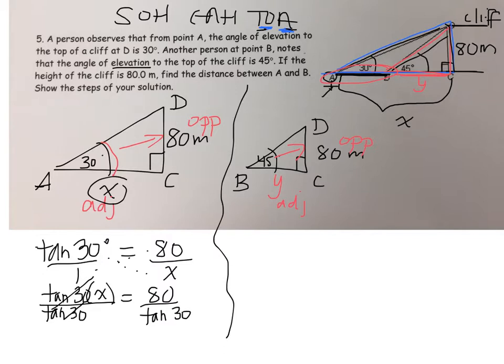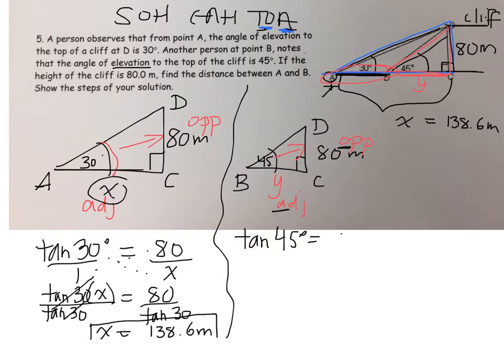So you're taking 80 and you're dividing it by tan 30. What do you get? 138.6 meters is the measure of AC, the whole thing is 138.6 meters. Now let's do the same thing for the second triangle. It's also opposite and adjacent, so which ratio? So tan 45 degrees is equal to 80 over y this time.